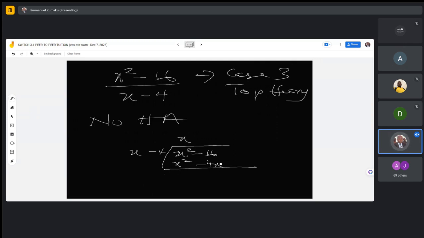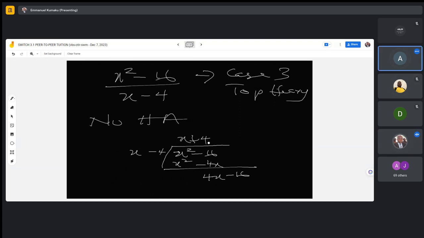So this and this go off when you subtract. The 16 has no counterpart, so it comes down here again. And the 4x, we don't have a counterpart here, so it's like 0 minus minus 4x, so we become plus 4x. I hope we understand that. Then we perform another one again. We go to the last step: plus 4 times.